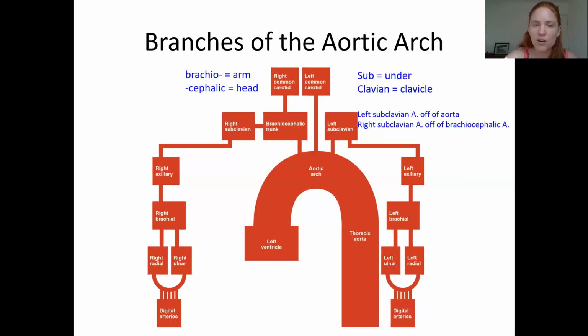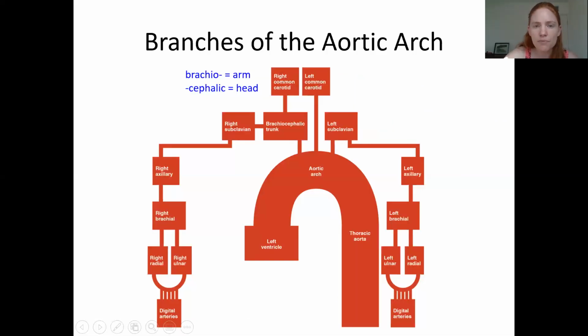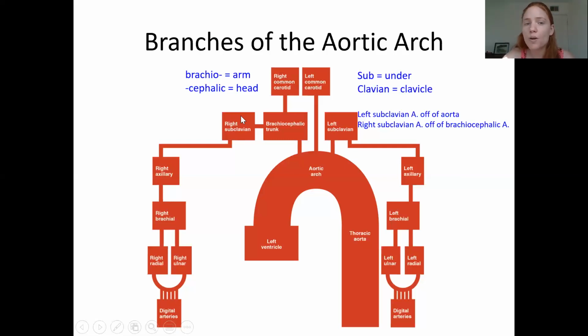The left subclavian artery branches directly off of the aortic arch. So again, this third one would be the left subclavian artery. Whereas the right subclavian artery is also going to branch off of the brachiocephalic artery. So two major arteries that are not symmetrical: the common carotid and the subclavian. From there on, they're going to be symmetrical, so you won't need to tell me which is right or left.